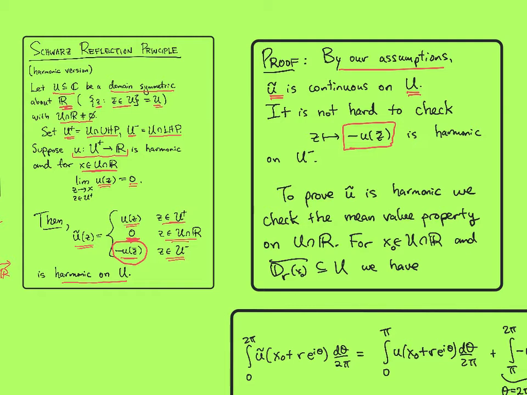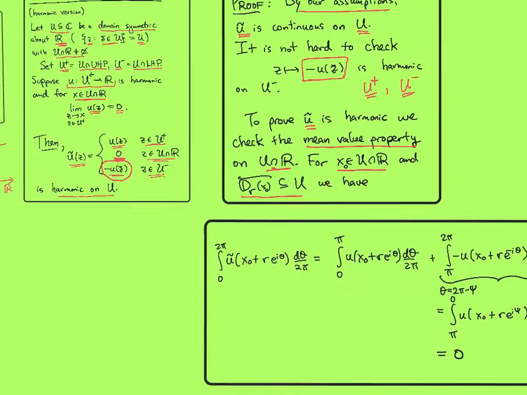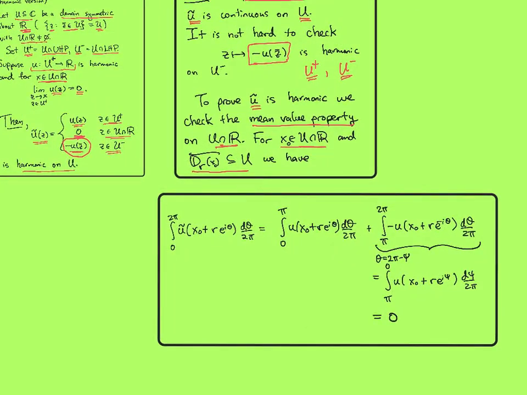So we have it harmonic in the upper portion and the lower portion, so it'll satisfy the mean value property in both of these open sets. So to prove that U tilde is harmonic, we just check the mean value property at points on the real line. So take an x naught on the real line in our domain and a disk around it that sits in the domain. And now we check the mean value property.